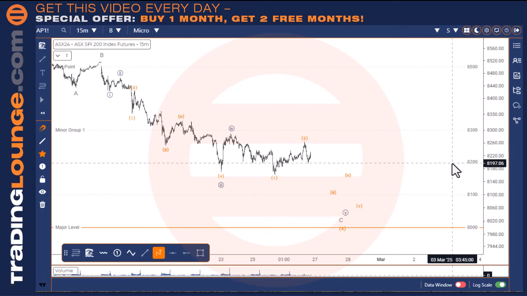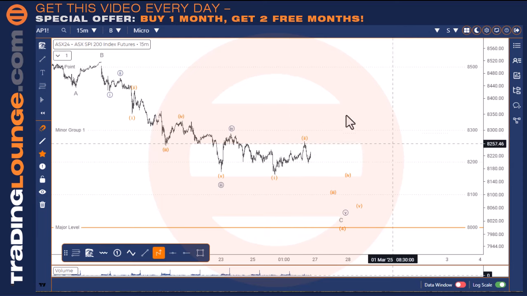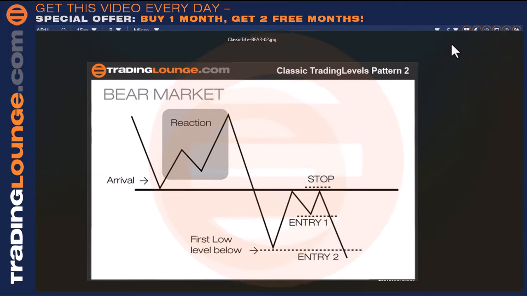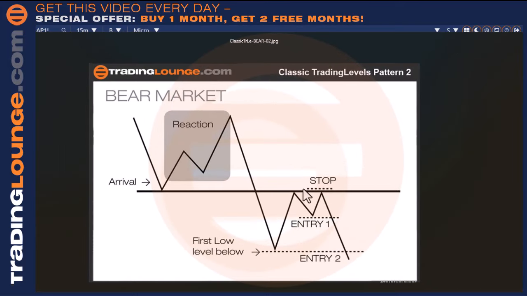If the number 2 here, in a downtrend, becomes a retested resistance, if this is the 8,200 here, becomes a retested resistance by taking out the first low that comes through and goes back and retests, if it takes that low out here, then it's going to be pulled down lower. It's going to be pulled down to 8,000.